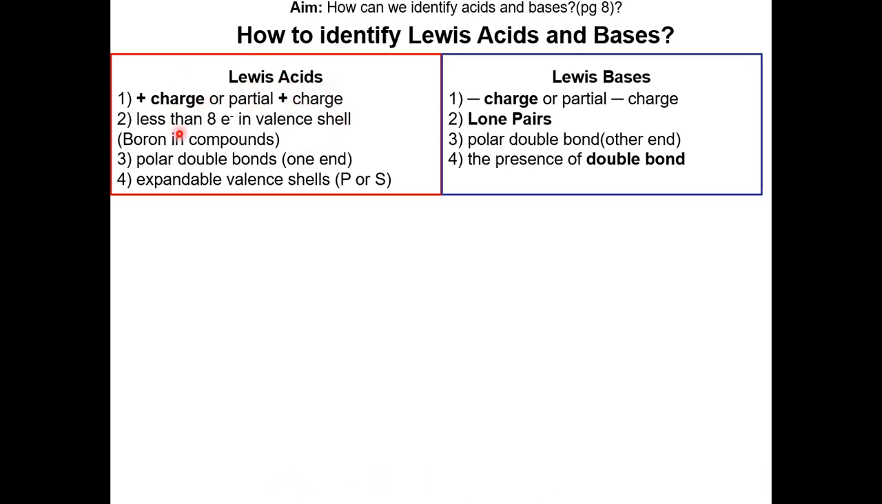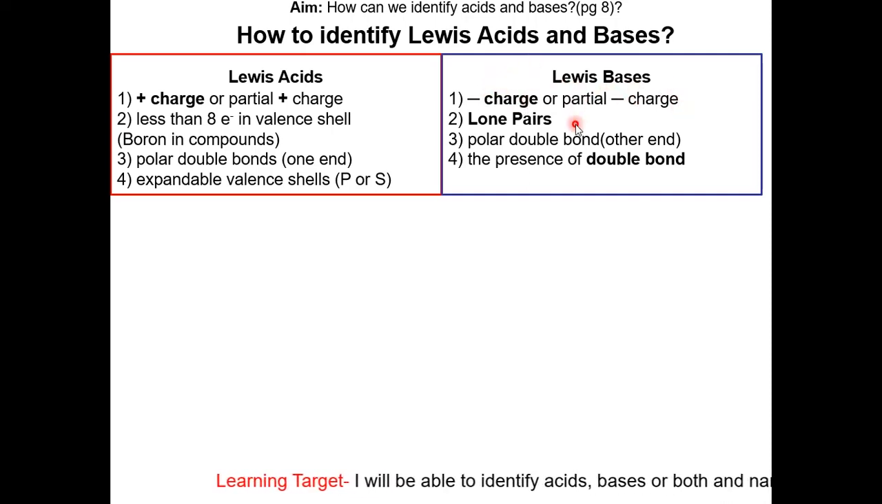They have an atom in a molecule that has less than 8 electrons in the valence shell when bonding, for example, boron, one end of a polar double bond, or the molecule has an atom with expandable valence shell, like phosphorus or sulfur. For a Lewis base, here are some possible characteristics: has a negative charge or a possible negative charge, has lone pairs, the other end of a polar double bond, or a presence of a double bond.